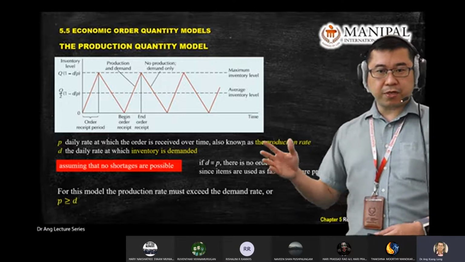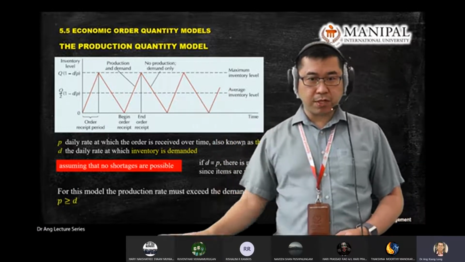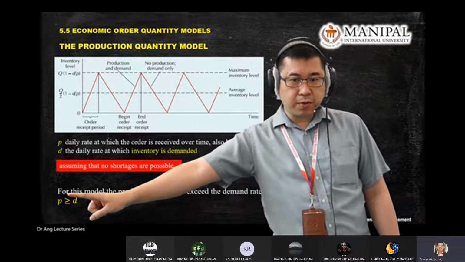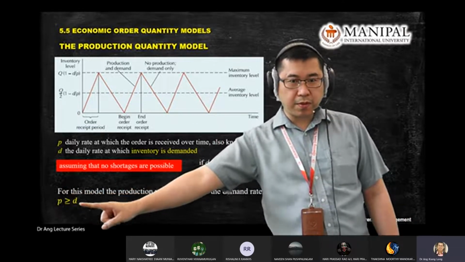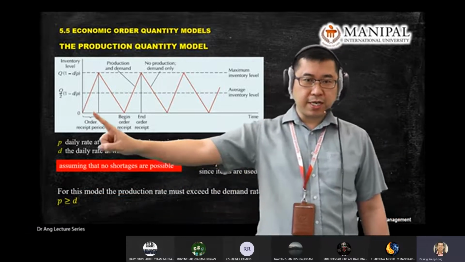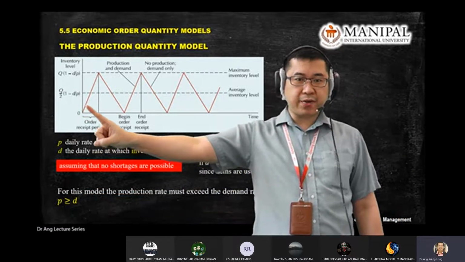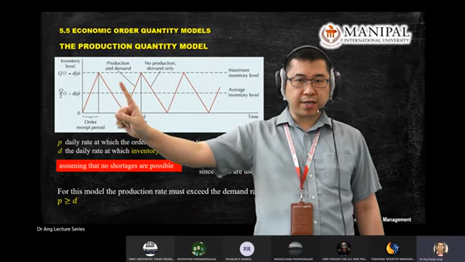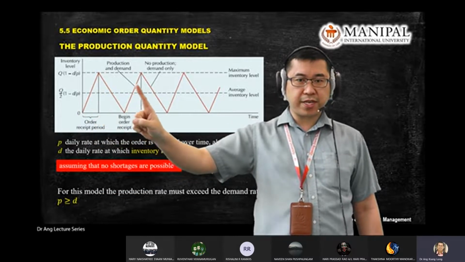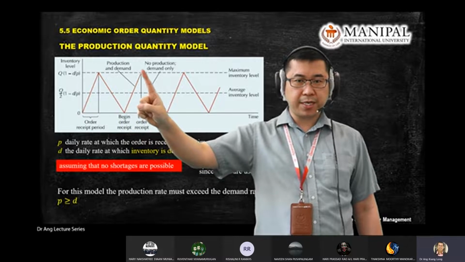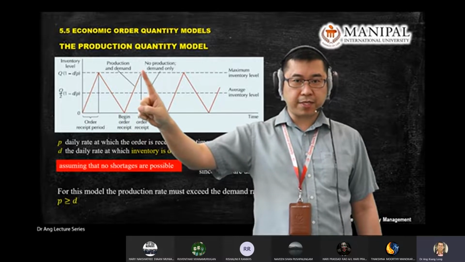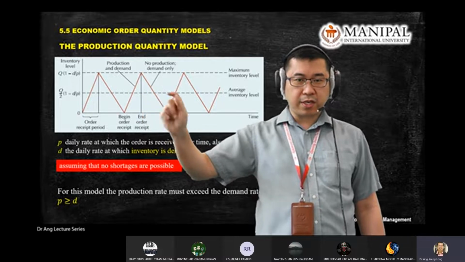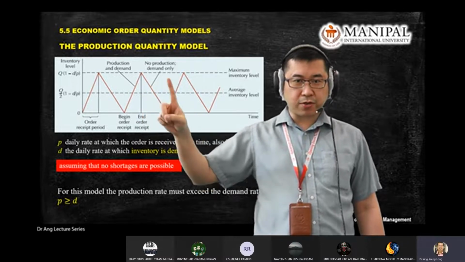So for this model to work, our production will always be bigger than our demand. Production will be either equal or more than our demand. That's why you see, if our production is higher than our demand, then only we'll see an increase of the line over here, until we reach maximum. We stop production at maximum and then continue to replenish, or we sell our products to customers.